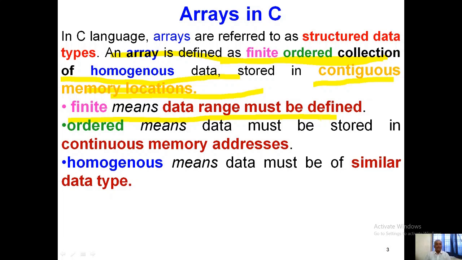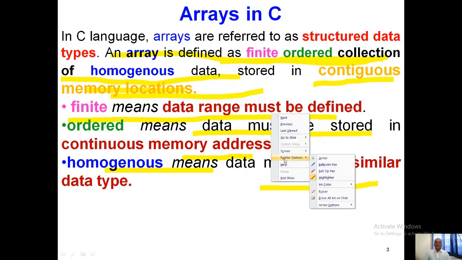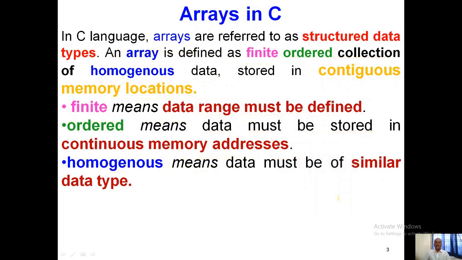Similarly, finite means here the data range must be defined. Ordered means data must be stored in continuous memory addresses, that is, successive memory locations. Homogeneous means data must be of a similar data type. So here an array can be defined as a finite ordered collection of homogeneous data stored in continuous memory locations.